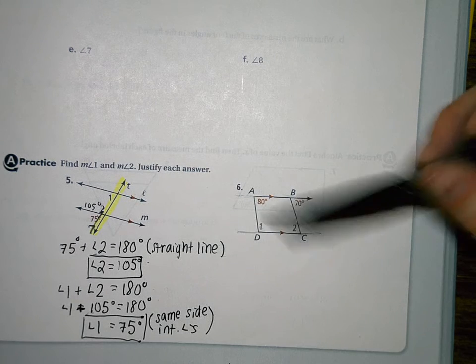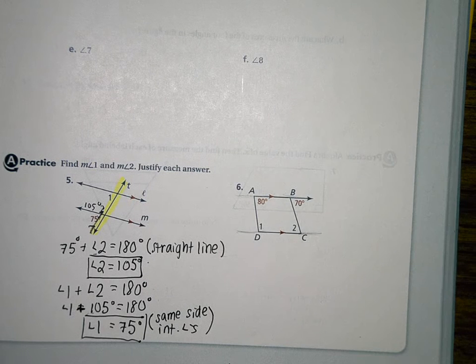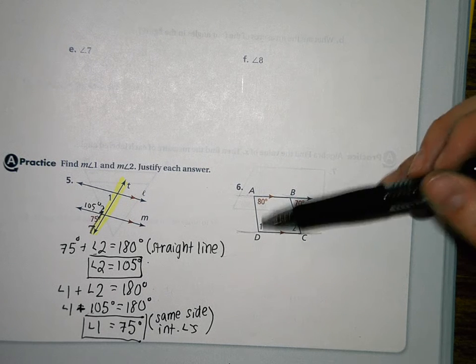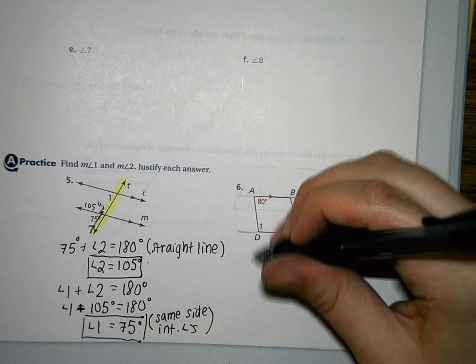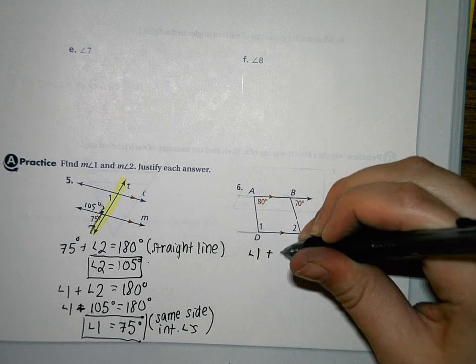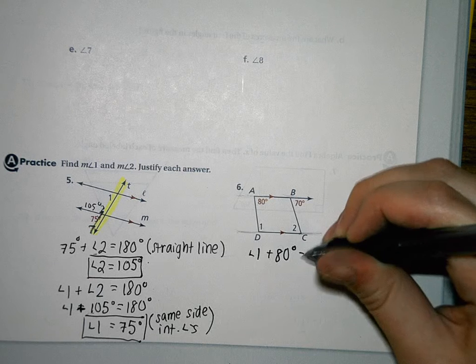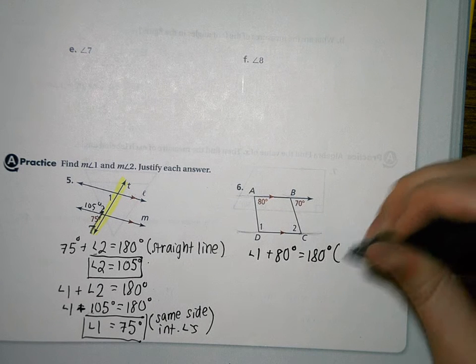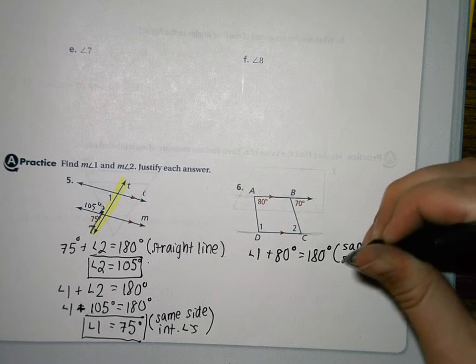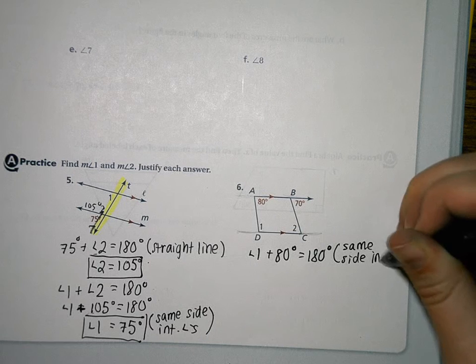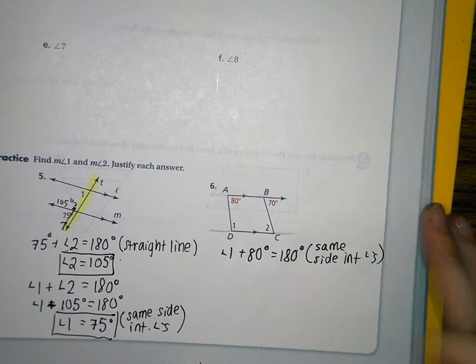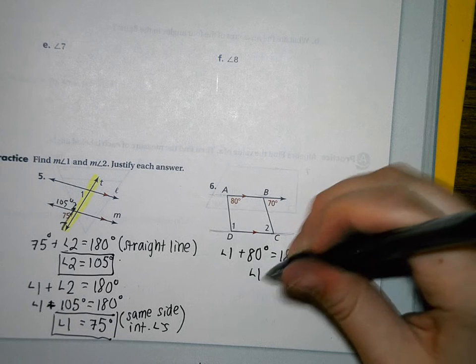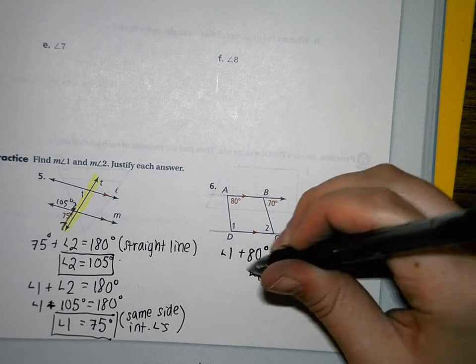So if these are parallel, this is the interior of those parallel lines. So I notice with 1 and 80, those are going to be the same side interior. So if I add 1 with 80 degrees, it should equal 180. So same side interior angles. So that means angle 1 must be equal to 100 degrees.